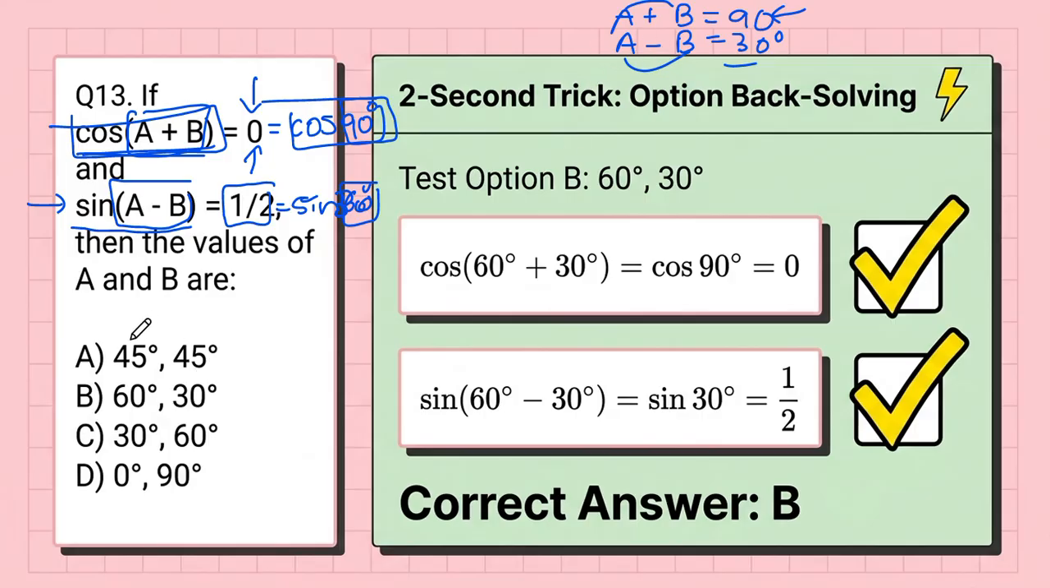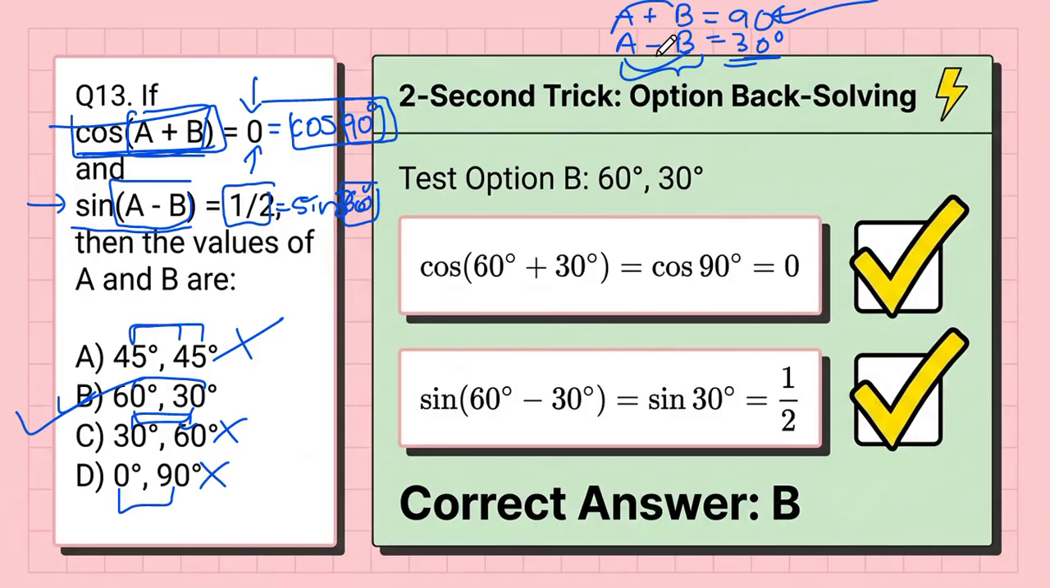Look at the first option, 45 plus 45, that is 90, so the first equation is satisfied, but for the subtraction we required 30 degree. If we subtract 45 minus 45, that is 0, so this is wrong. Second, 60 plus 30 is 90, and 60 minus 30 is also 30, so the correct answer is B. If you look at option C, you get 30 minus 60, which is negative 30, so this is wrong. Here also 0 minus 90 is minus 90, which is also wrong.